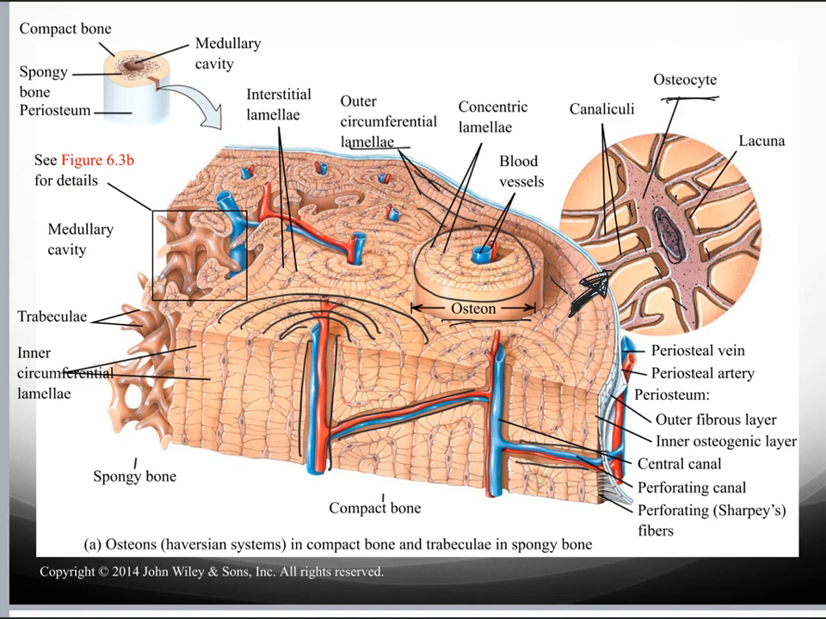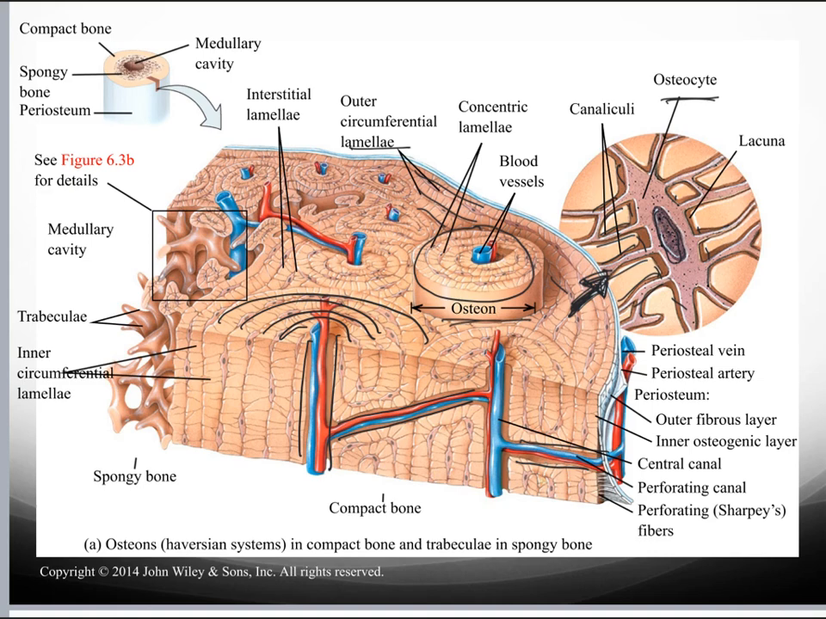Remember, the osteocytes are maintaining the matrix. And then we get these little extensions off of that lacuna called canaliculi. Now these canaliculi supply nutrients from blood vessels, they help remove cellular wastes, and they provide a means of communication between the other osteocytes.